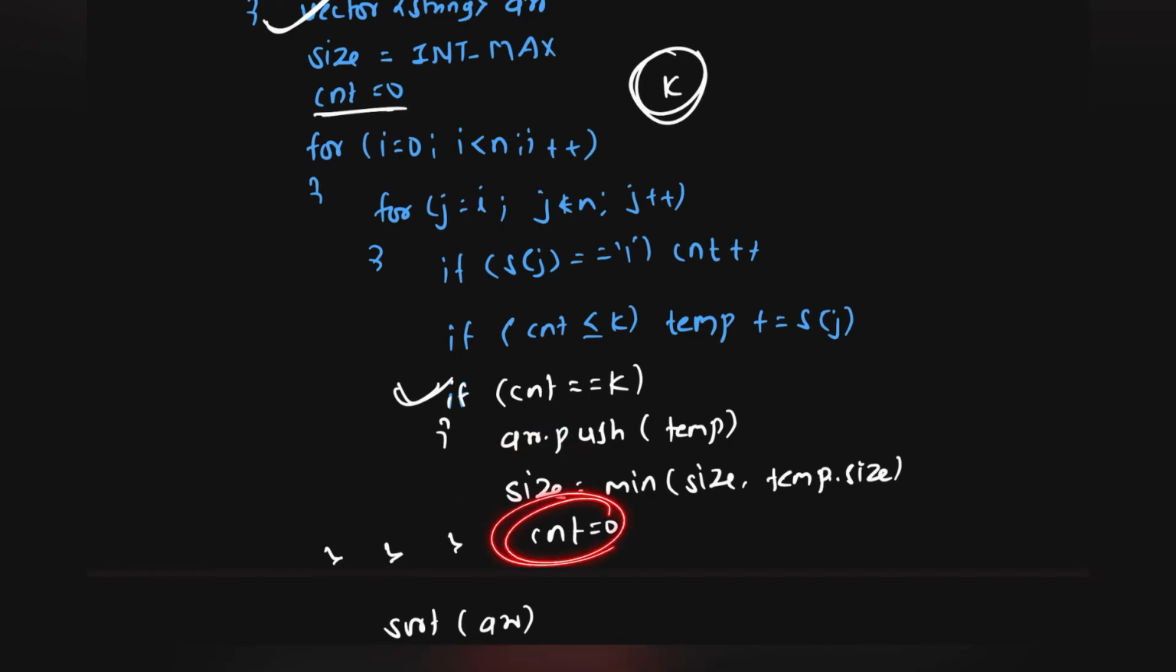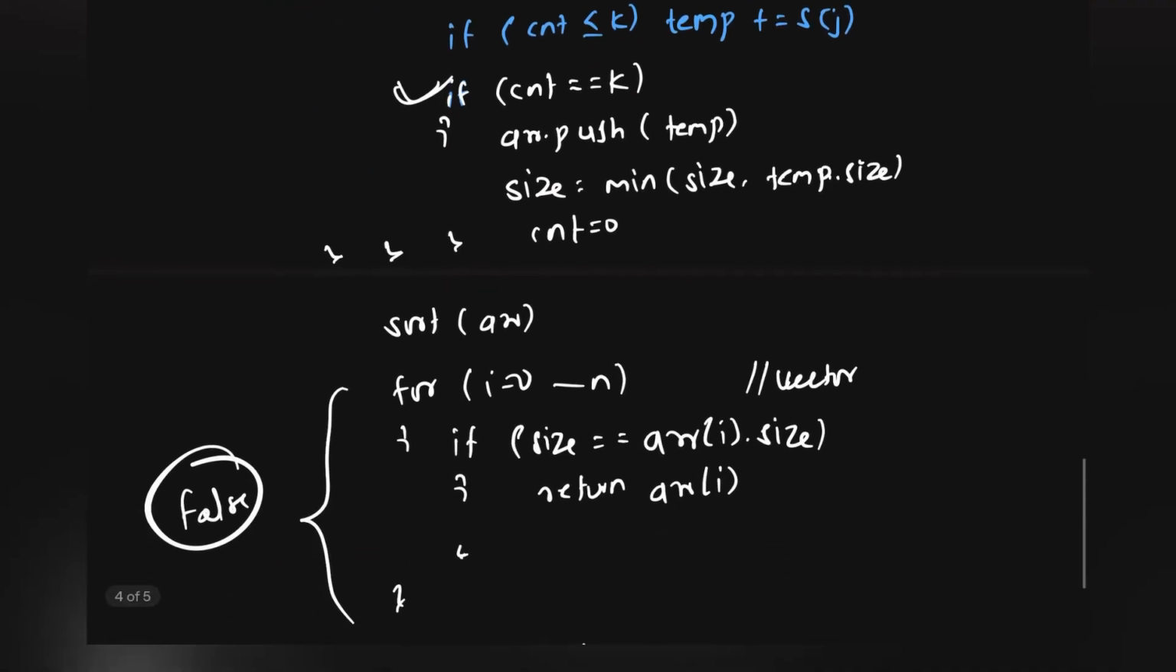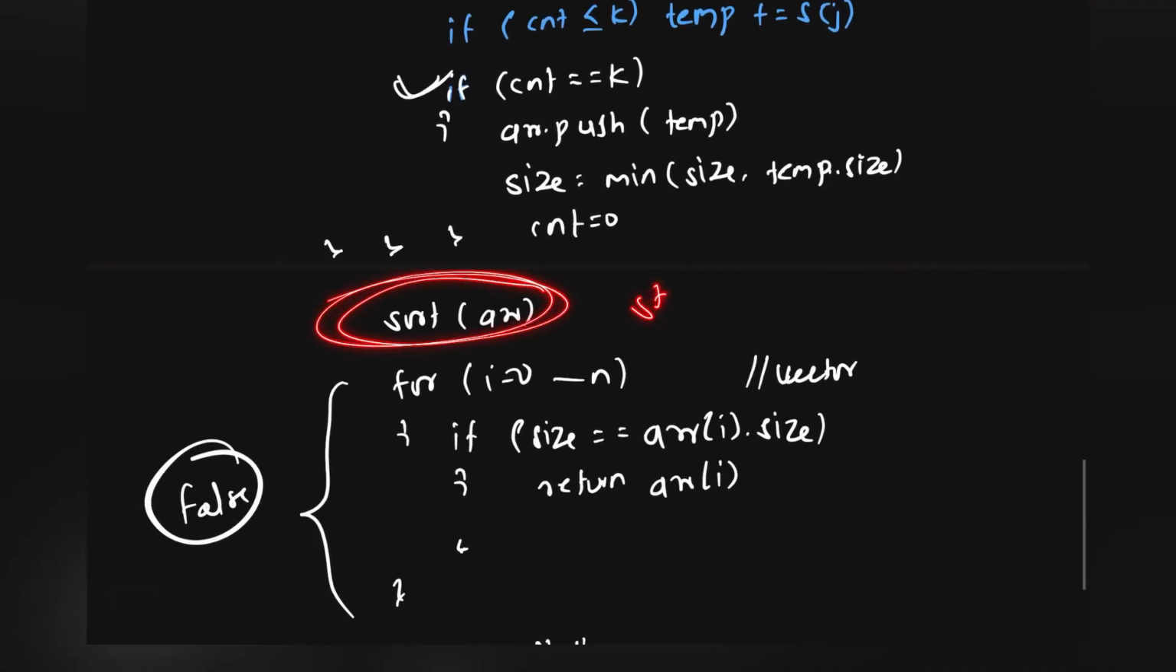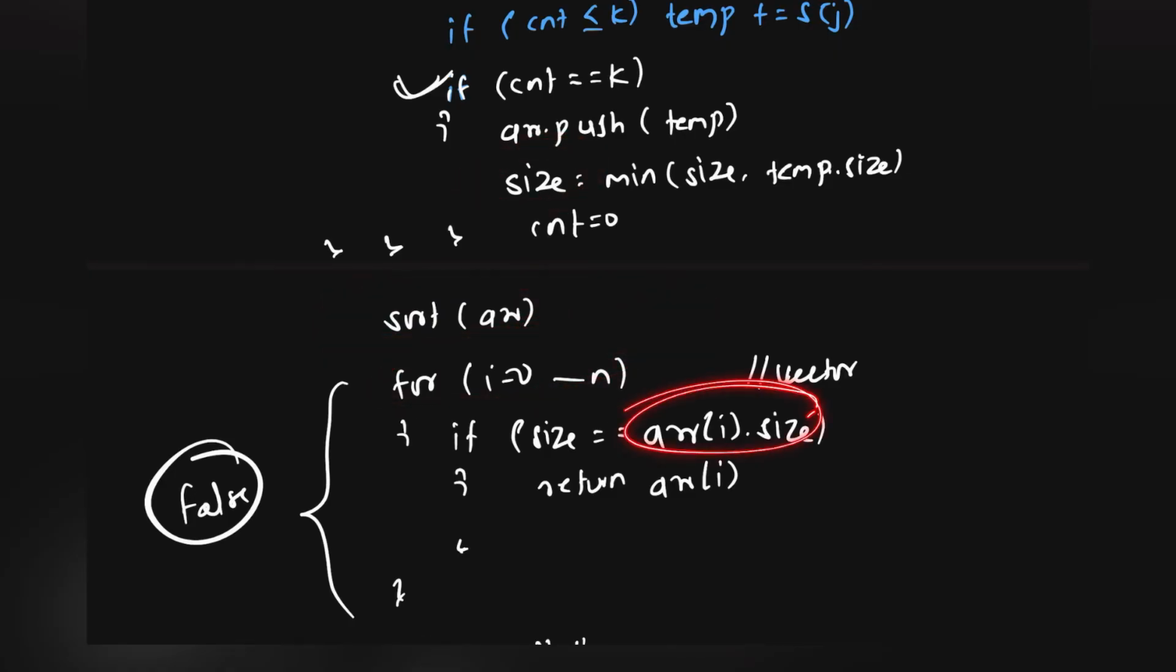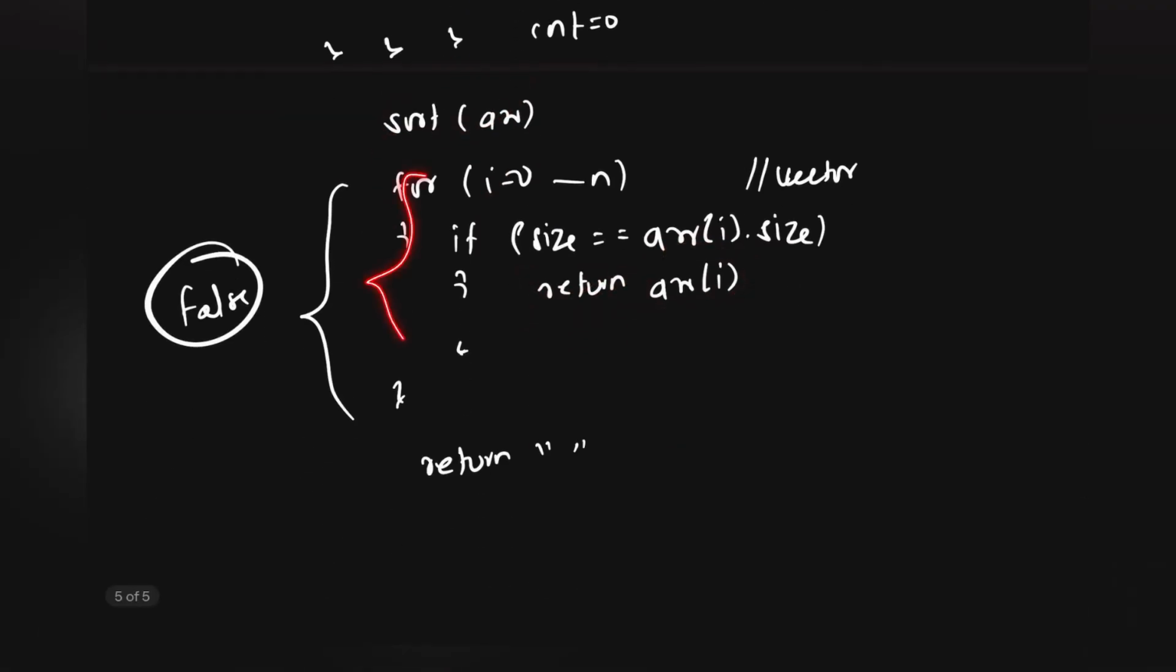And again I initialize my counter to 0, because I need to go for the next substring. That's the reason why I put cnt equal to 0, right? And finally I sorted the vector which contains all the substrings in it, and again I checked if my minimum size is equal to the size of any string present in my vector, I need to simply return that string. And finally if I don't get any of this, I need to return an empty substring. So I hope you understood the intuition as well as the algorithm for this question.